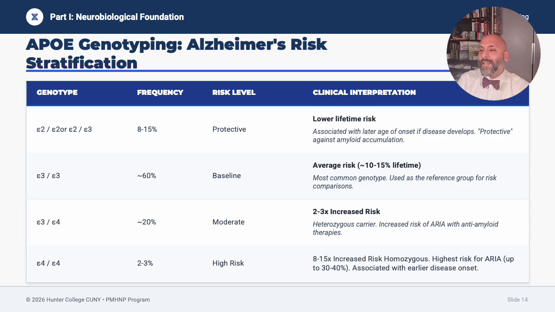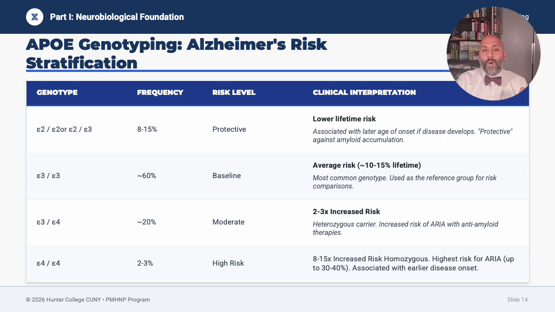Now E3 is baseline. This is the most common genotype, found in about 60% of people. It represents average risk, which is about 10 to 15% lifetime chance. This group is used as the reference point when you start to compare average risk versus higher risk. And average risk, by the way, does not mean safe. It does not mean high risk. It just means typical.